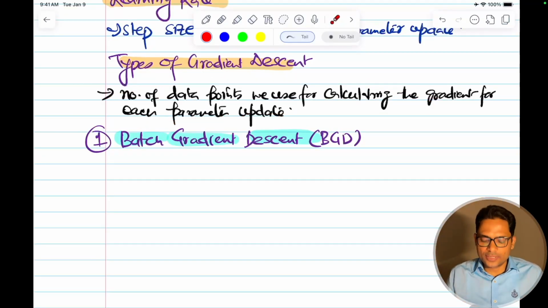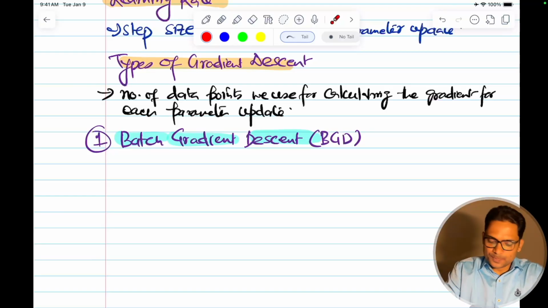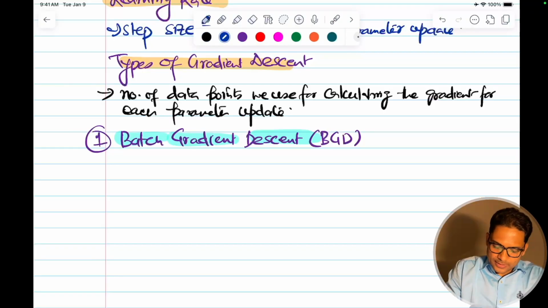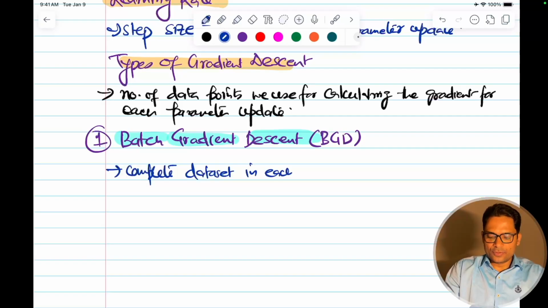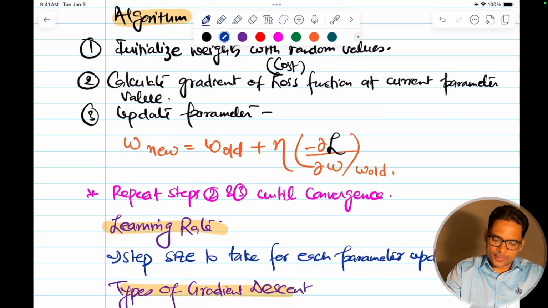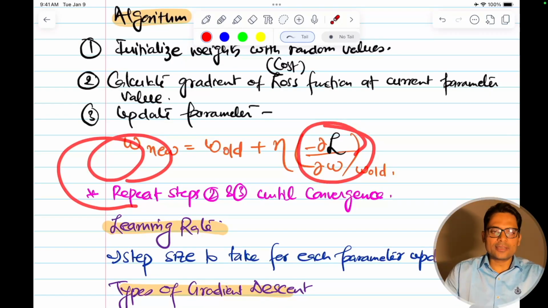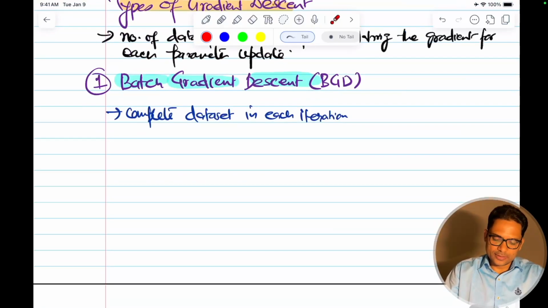So how many data points am I taking at once? Batch means the complete batch. If I have n data points, I'm taking all the data points at once, and for every parameter update, I will take all the points to calculate the gradient. Batch means complete data set. So it will use the complete data set in each iteration, for each parameter update. For each iteration, for calculating this, it will use all the points, the complete data set.